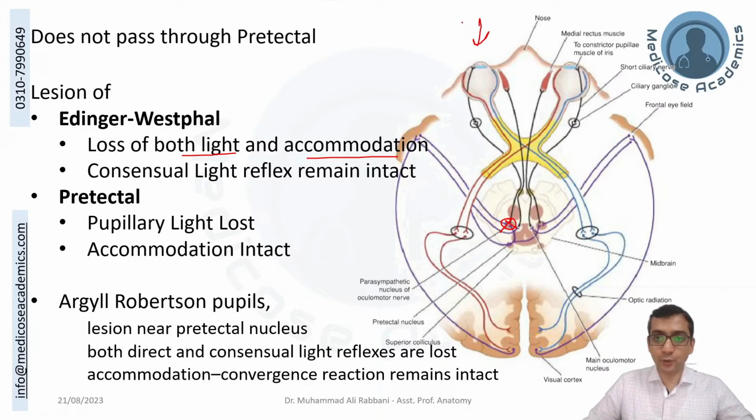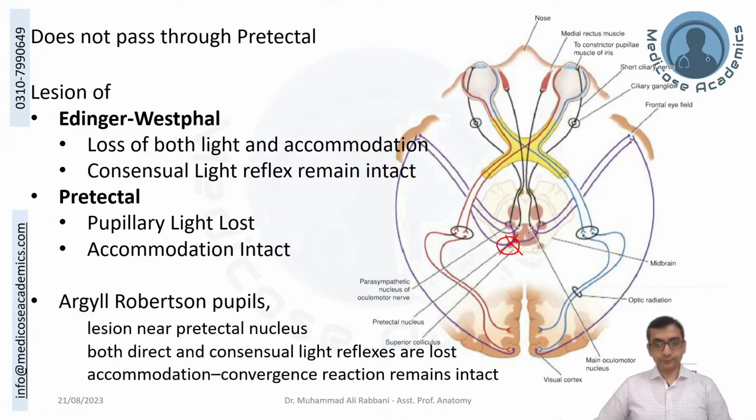So here if the light is shown, this particular eye will not contract. Even if the light is shown here, this eye will not contract. However, the sensory component will work fine and the consensual reflex will be okay. However, the other situation would be different.